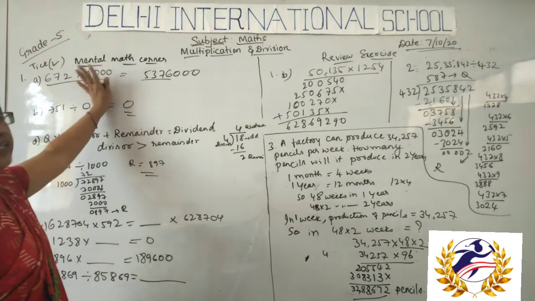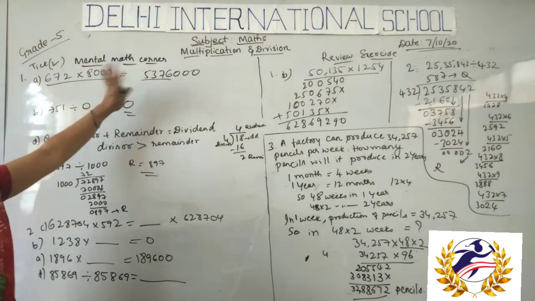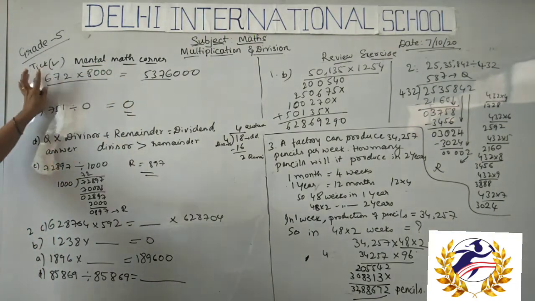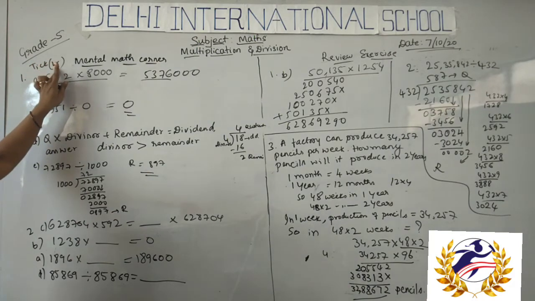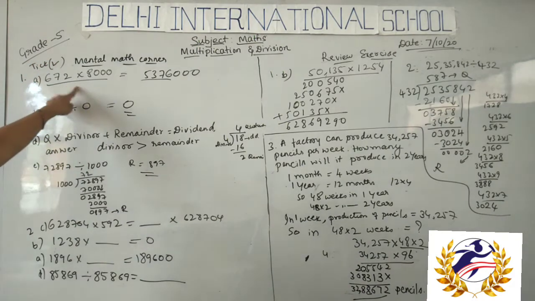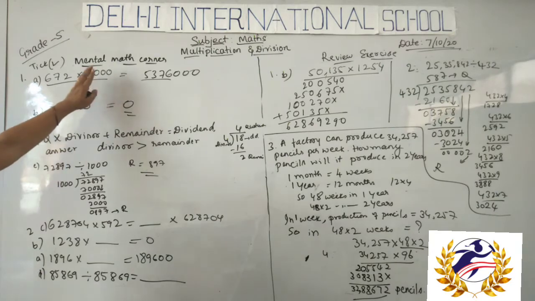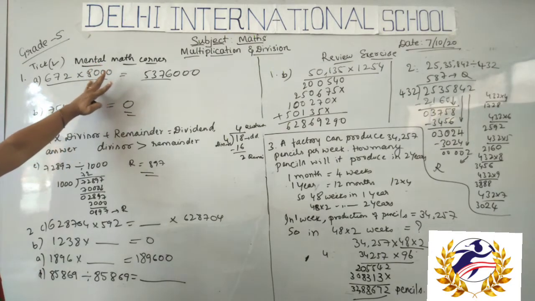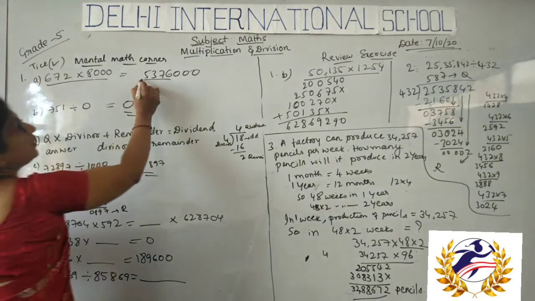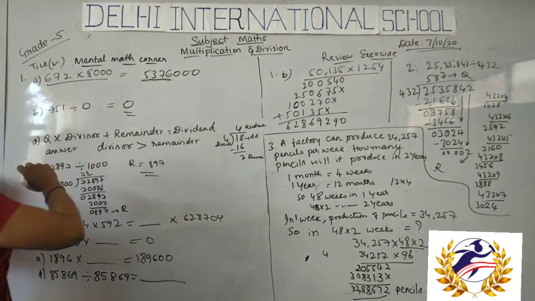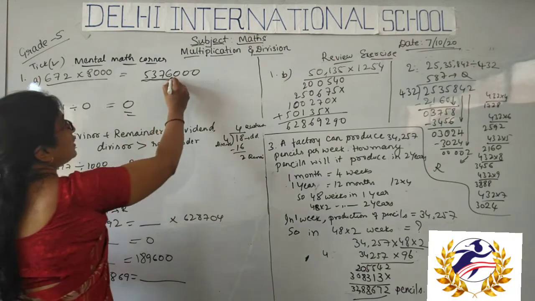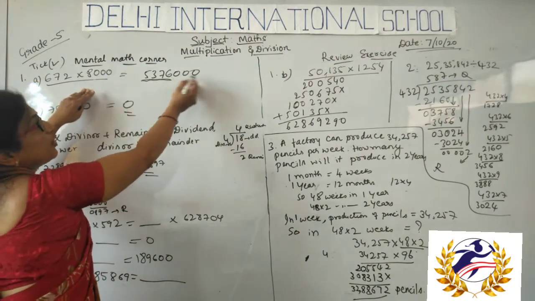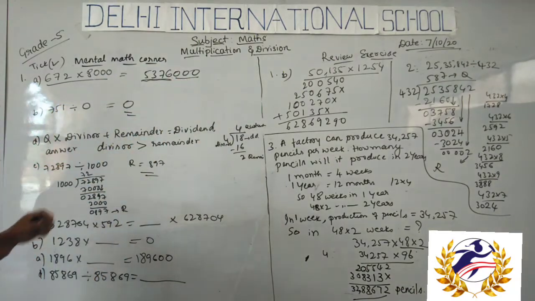Okay, next, after activity 5, the mental math corner of the same chapter. The first one, tick, they have given the correct answer. So 672 into 8,000. No need to multiply all this. Only 672 into 8 will be multiplied. So we will get 5,376. The remaining 3 zeros will be written continuously after these numbers.